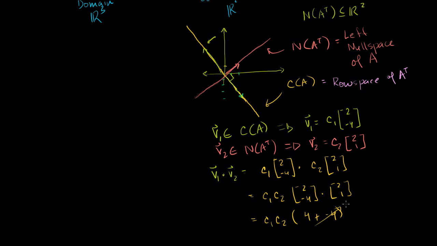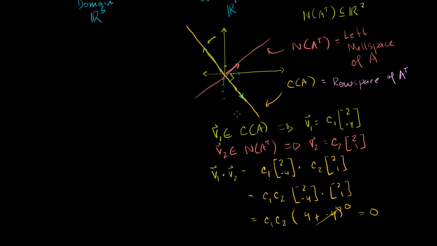Well, this is going to be equal to 0. So this whole expression is going to be equal to 0. And this was for any two vectors that are members of our column space and our left null space. They're orthogonal to each other. So every member of our column space is going to be orthogonal to every member of our left null space, or every member of the null space of our transpose. And that was the case in this example.